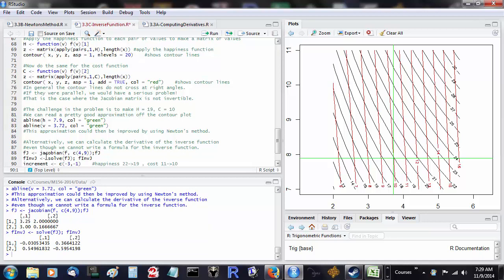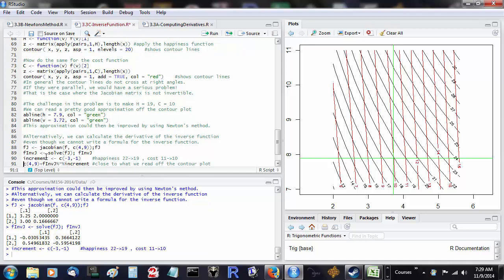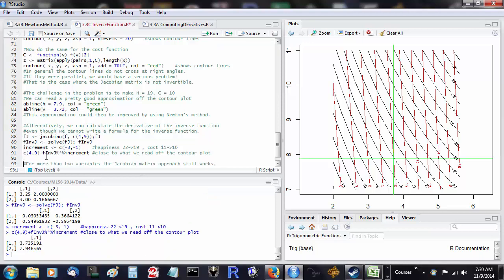We ask, what are the desired increments in happiness and cost? Answer, since the happiness is going to go down from 22 to 19, the first increment is -3. The cost is going down from 11 to 10. The second increment is -1. Start with 4 and 9. Add on the derivative of the inverse function, matrix multiplied by the increment. And what we get is x equals 3.72, y equals 7.94. That's very, very close to what we read off the contour plot.